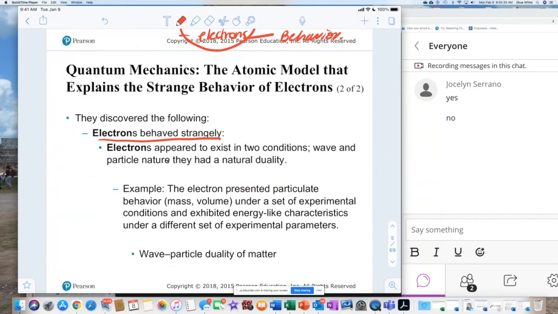Okay, so moving on, scientists noticed that electrons behave strangely. They were behaving in a way that the scientists did not predict. Electrons appear to exist in two conditions, either the wave form of the electron or the particle nature of the electron. They had a natural duality. So, regardless of the element they were studying, electrons had dual nature. Okay, so before I go into the details of what dual nature means, they tell you what the dual natures are. You have the wave nature and you have the particle nature.